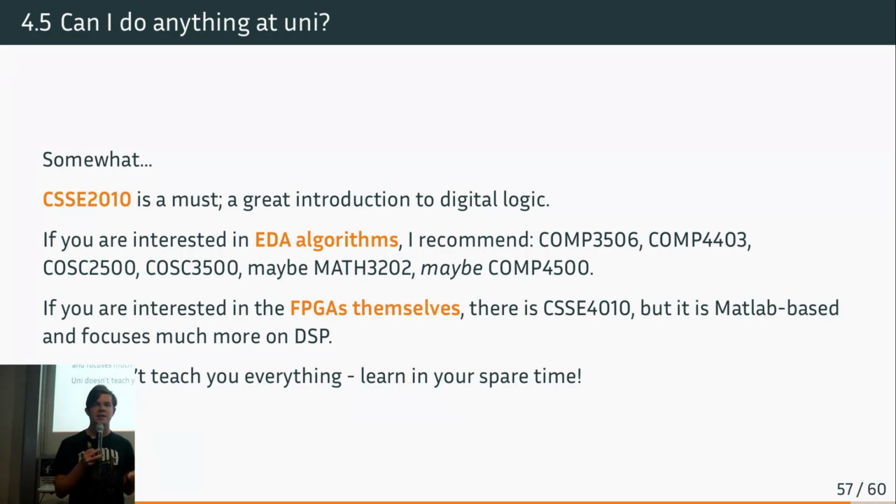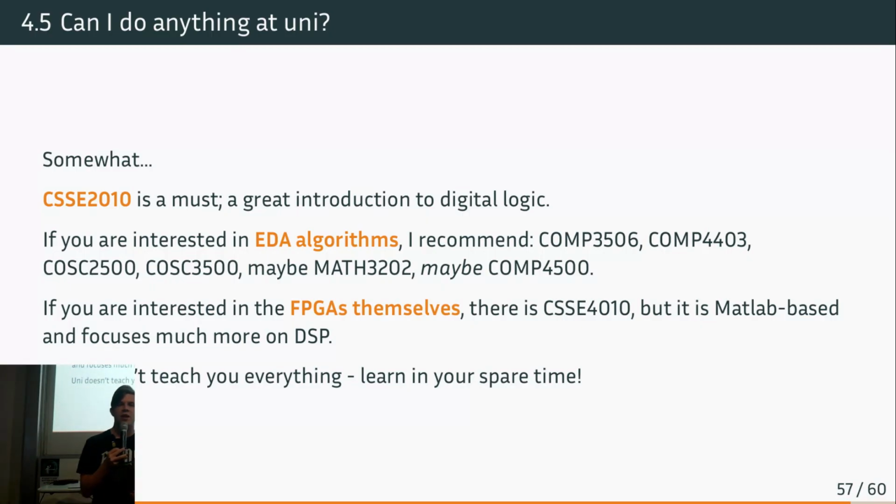If you're interested in the EDA algorithms themselves, I recommend COMP3506 algorithms and data structures, COMP4403 compilers and interpreters, COSC2500 numerical methods, COSC3500 high performance computing. I haven't taken it, but I've heard MATH3202 is good. That's operations research that'll teach you more about optimization. And also COMP4500 if you're interested in understanding more about big O notation, like NP-complete and that type of stuff.